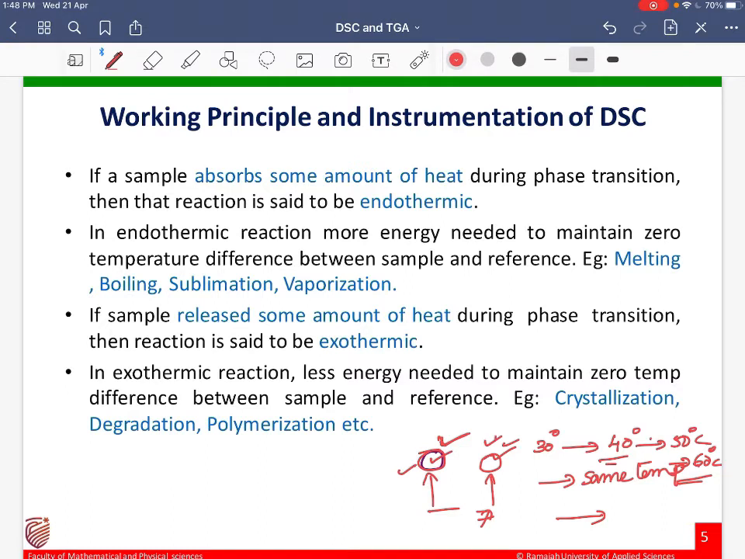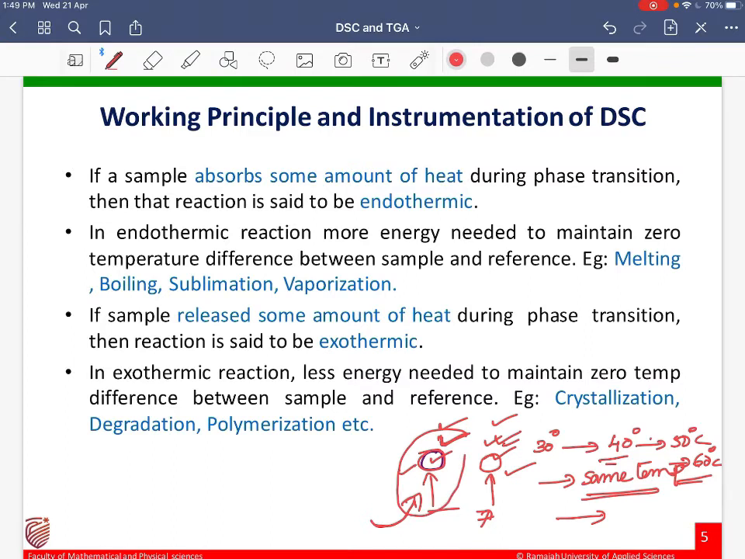So what happens? There may be a chance that the reference sample will show a higher temperature compared to the sample. But we have to maintain the same temperature. So what should we do? We have to supply extra heat to the sample to counteract the heat which will be utilized for the phase transition. Once you supply more heat, that heat will be taken by the sample for the phase transition, and the remaining heat for the increase in the temperature of the sample to maintain equal temperature with that of the reference sample.